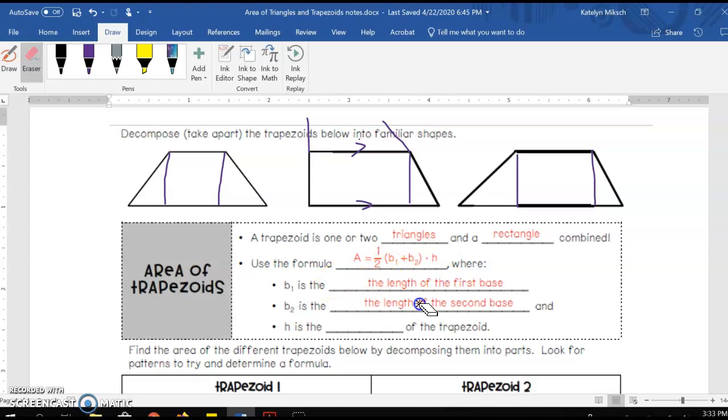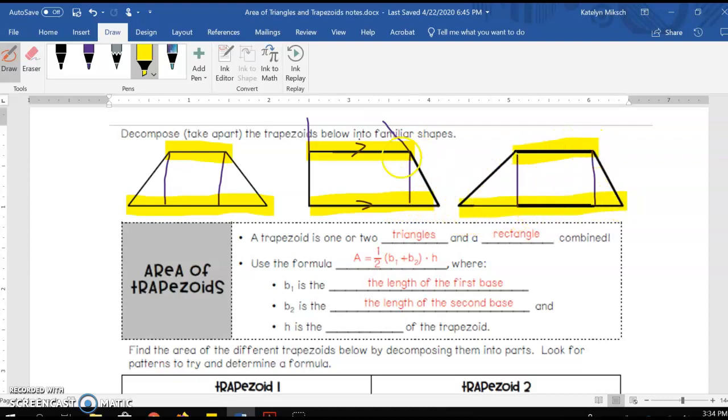And when it's talking about the bases, b1 is the length of the first base, b2 is the length of the second base. Honestly, it doesn't matter which one you say is the first or the second. The bases come from the parallel sides. So this would be a base, this would be the other one. Here's one of the bases, here's the other one, and the same on this one. The slanted sides are never the bases. So the bases, b1 and b2, have to be the two parallel lines.